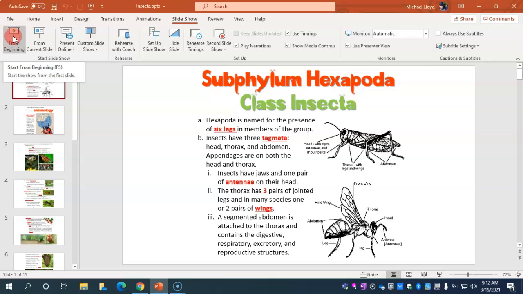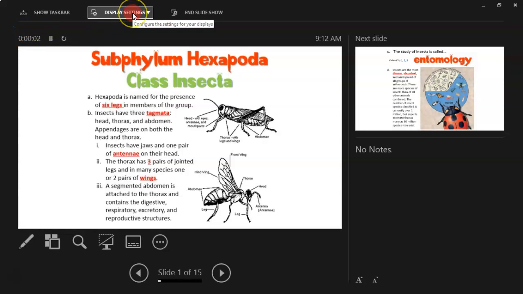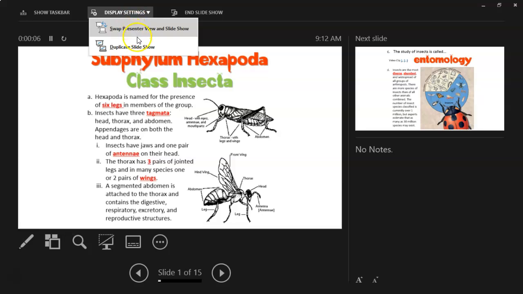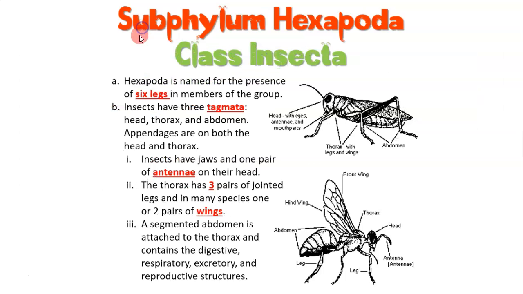Okay, everybody, so today we're going to start talking a little bit about insects. And specifically, I'm just going to give you a general overview. Next class, we're going to look at their internal anatomy.